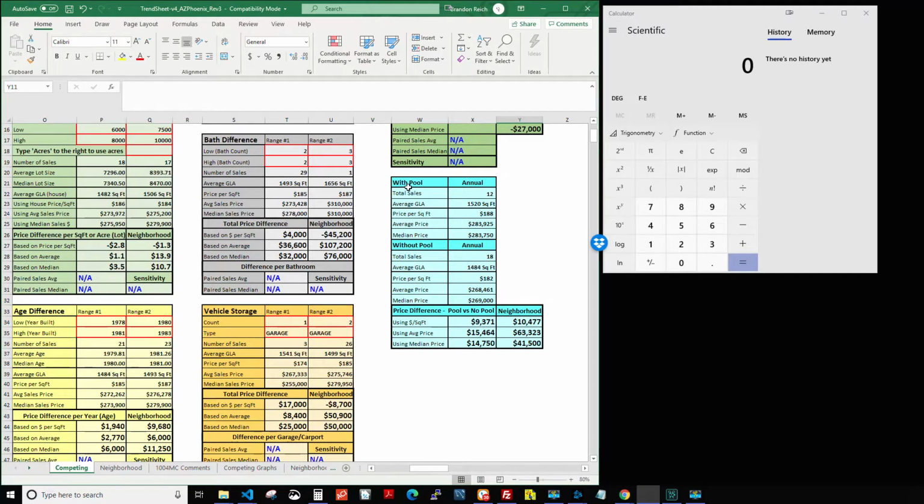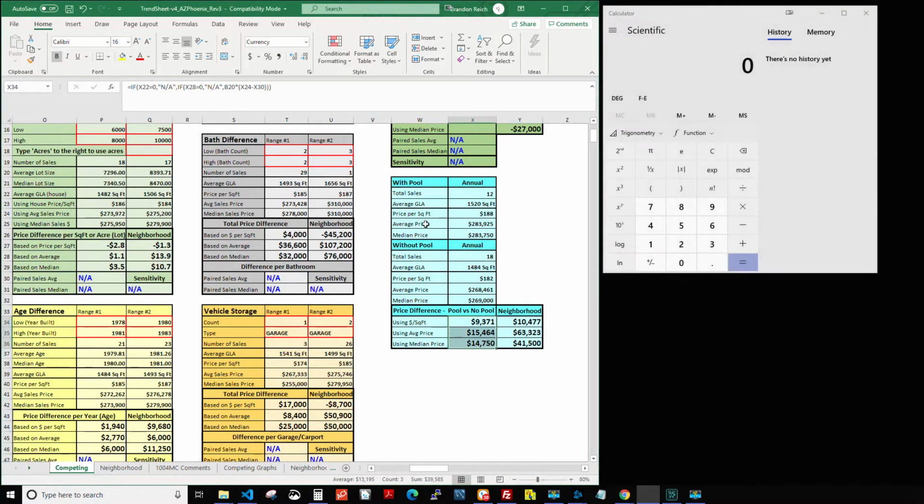I loaded in all the competing properties, and it analyzed the data and said, okay, out of all those properties you uploaded, 12 of them have an in-ground swimming pool, and 18 have no pool. So I got a total of 30 properties, 12 with a pool, 18 without, and these are the results based on that analysis. It's really straightforward and simple, and let me show you how it works.